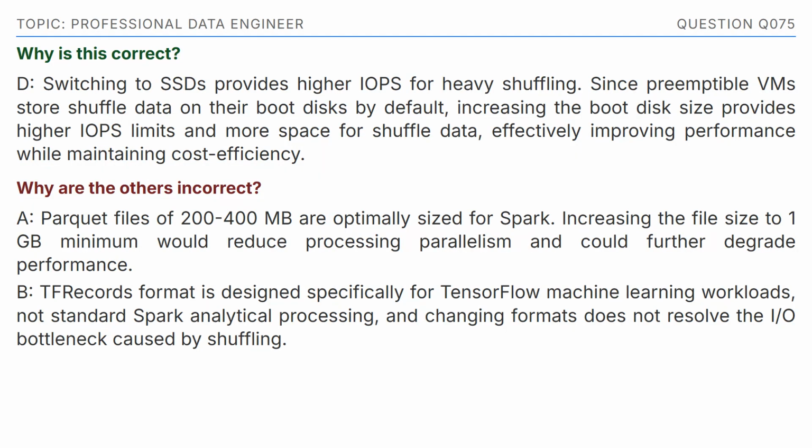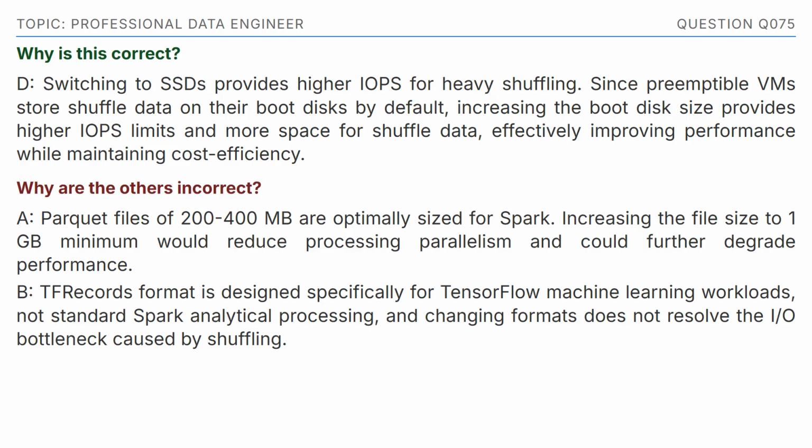D. Switching to SSDs provides higher IOPS for heavy shuffling. Since preemptible VMs store shuffle data on their boot disks by default, increasing the boot disk size provides higher IOPS limits and more space for shuffle data, effectively improving performance while maintaining cost efficiency. Why are the others incorrect?